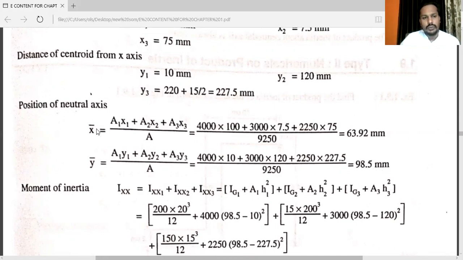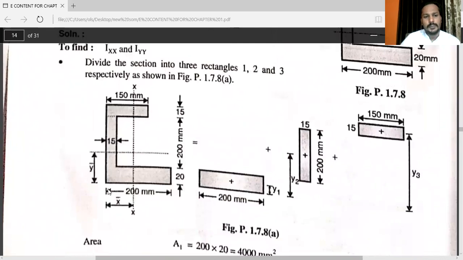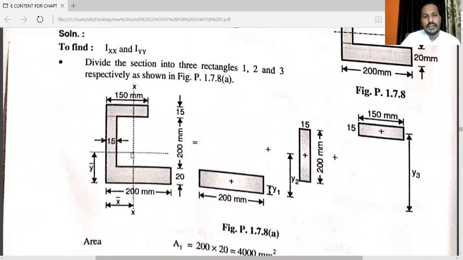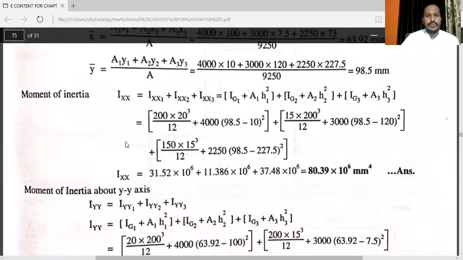Now we have the value of x bar and y bar. So you can see in this diagram, x bar means distance from y-axis. You can see this distance, that is x bar, and the distance from bottom line, that is y bar. So here we have the distance of x bar and y bar. Again, the things are same for this problem also.